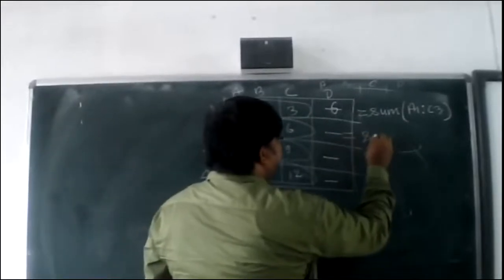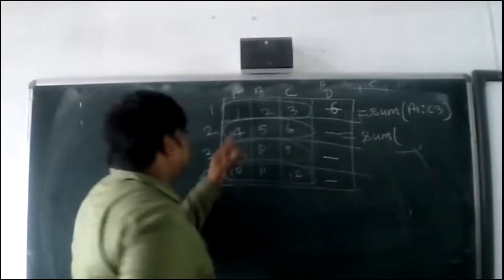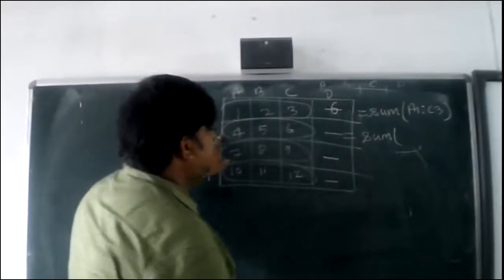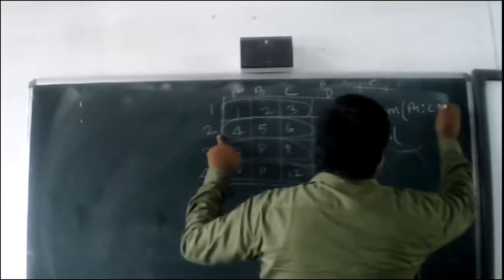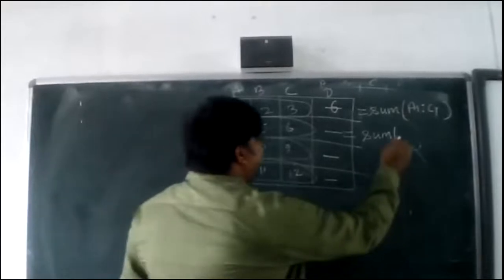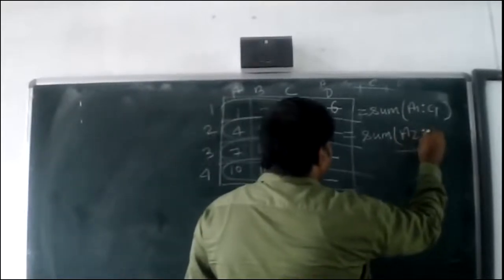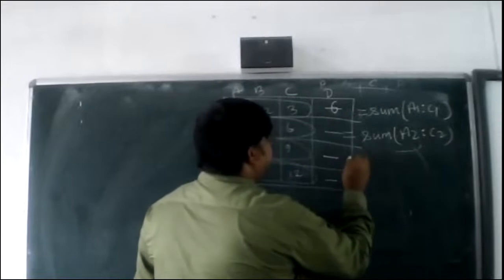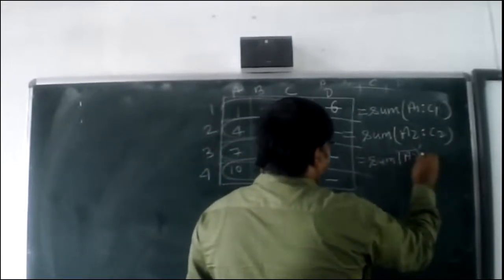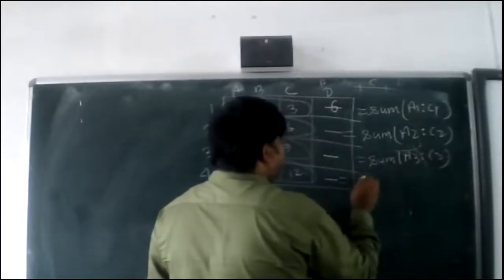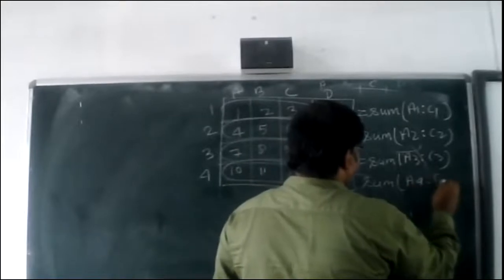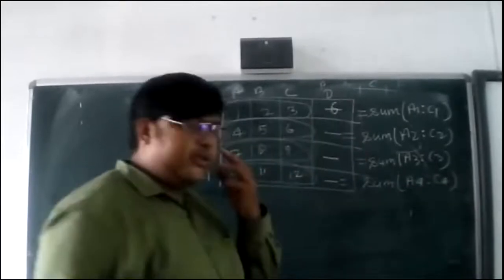So we will write here sum. Now the row will change. In which row are we? We have to write A1 to C1. Here we are on the second row, so we will write A2 to C2. For this one, we will write equal to sum A3 to C3 and then equal to sum A4 to C4. Then we will get the values here.